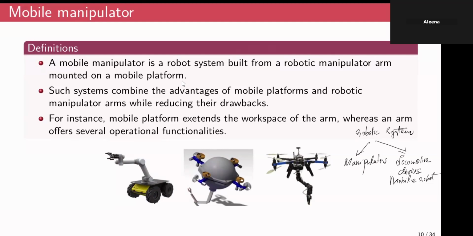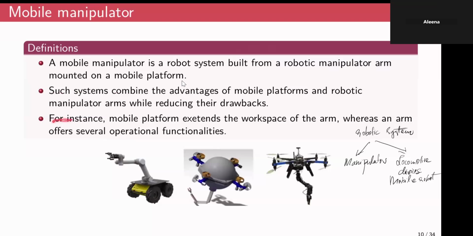So the key definition is that a mobile manipulator is a robot system built from a robotic manipulator arm mounted on a mobile platform. The mobile platform could be a wheel mobile robot, an underwater robot, or an aerial drone. Such systems combine the advantages of mobile platforms and robotic manipulator arms while reducing their drawbacks. A drawback of a mobile robot is that on its own, it cannot do any manipulation task. It simply moves about, but cannot manipulate any objects. And the drawback of a manipulator arm is that it has a very limited workspace. But if you combine them together, those drawbacks will not be a matter of concern.